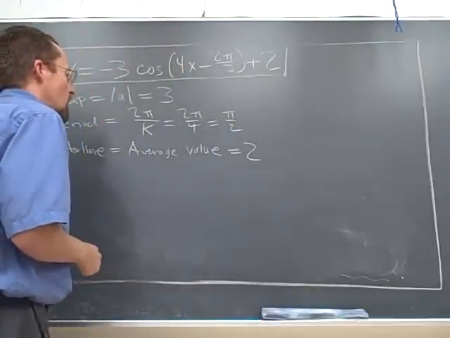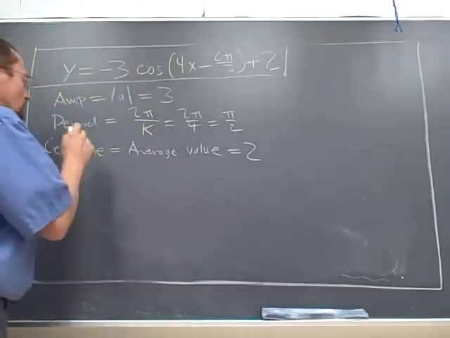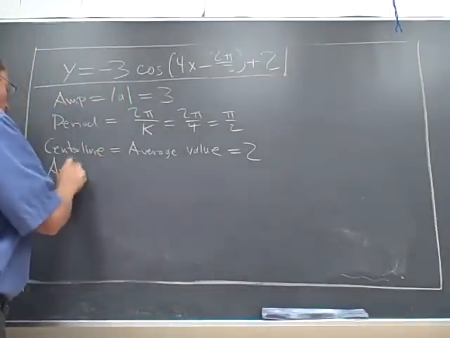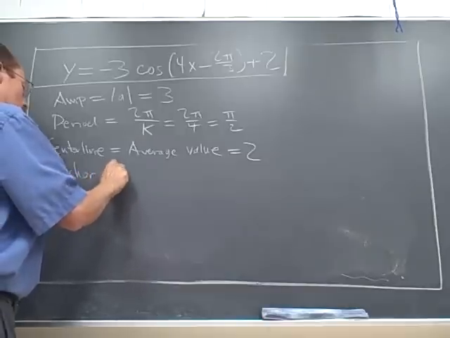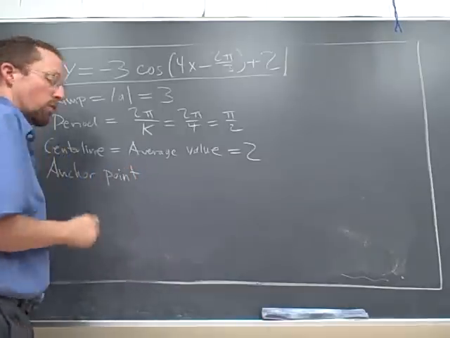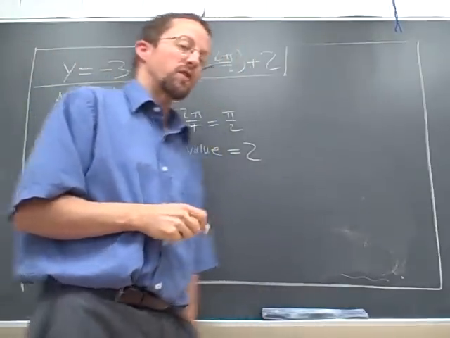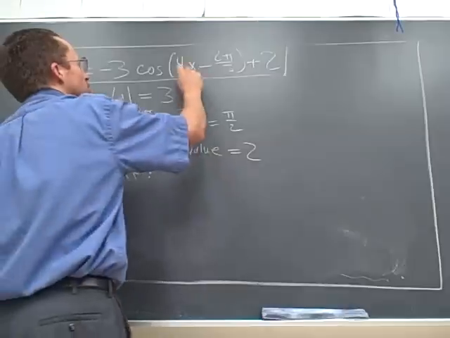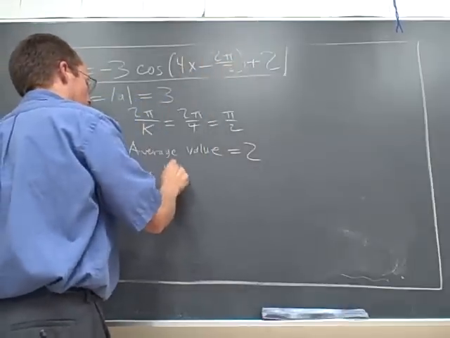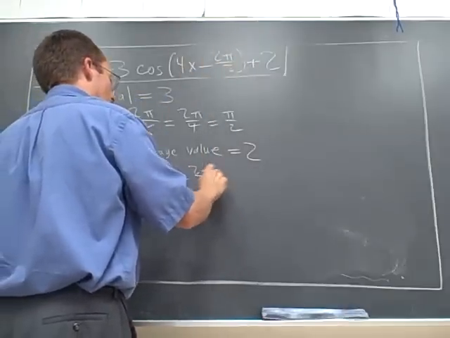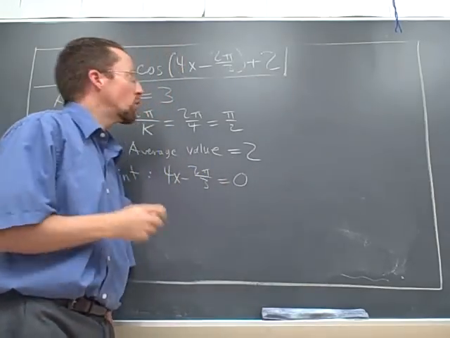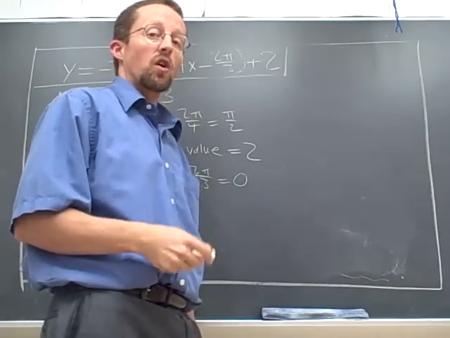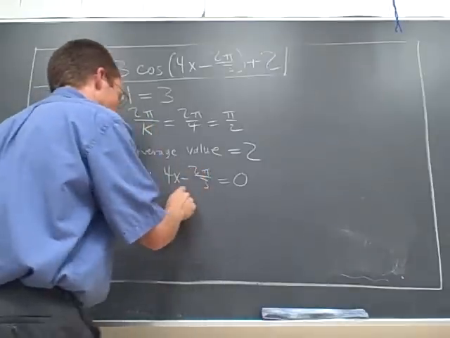Okay? So the next thing that I suggest is finding the anchor point, the first point to plot at the start of the cycle, and that involves finding the phase shift. And what we've been doing is setting this equal to 0, because if that's equal to 0, the cosine is going to think that it's at the start of the cycle. And that doesn't require a lot of work.